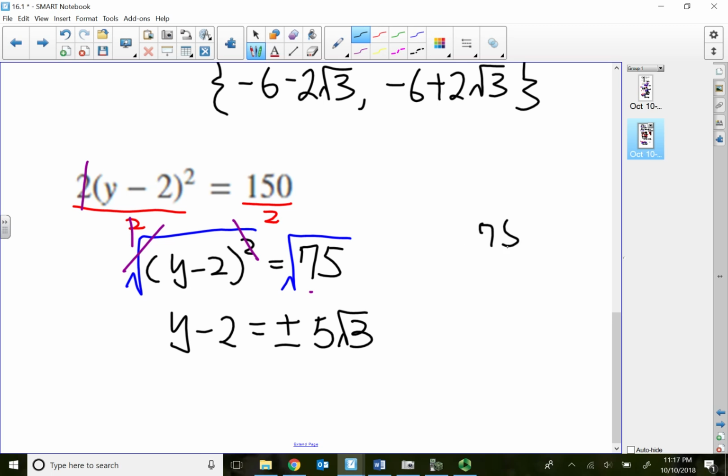Because 75 can be broken down using 5. What was that, 15? 5 again is 3. 3 goes into 3 one time. So these two 5s will go outside as 1. The 3 stays inside.